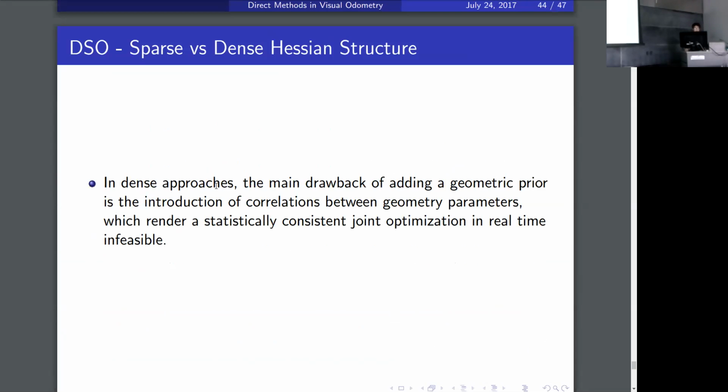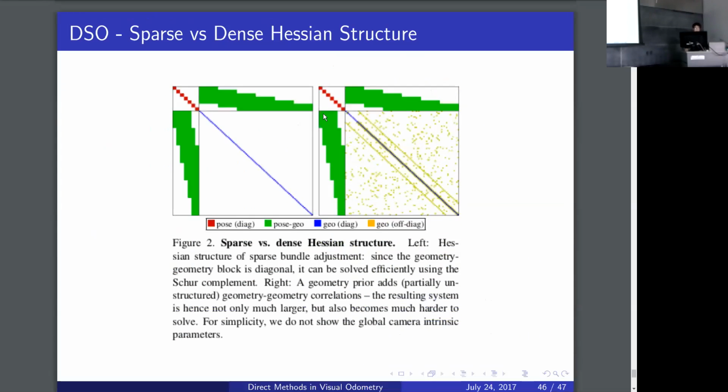And by doing so, it tries to simplify the Hessian structure when you need to do optimization. So when we do optimization, we tend to want to have a very predictable Hessian structure. So the sparse Hessian on the left, and the dense Hessian structure would be the one on the right.